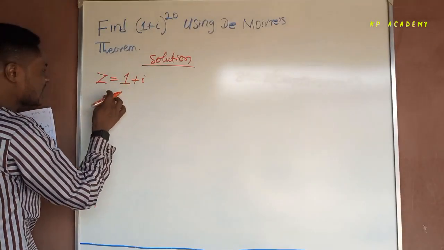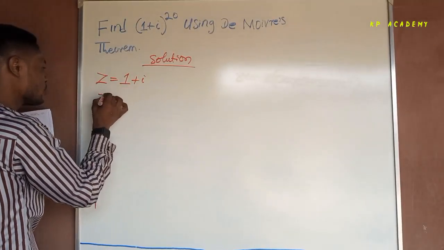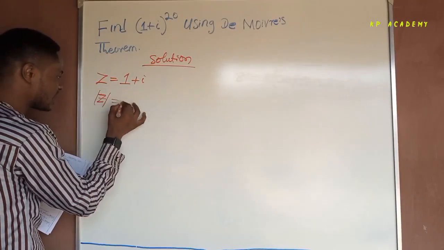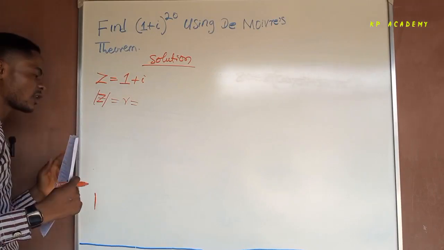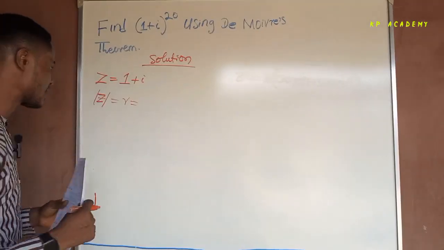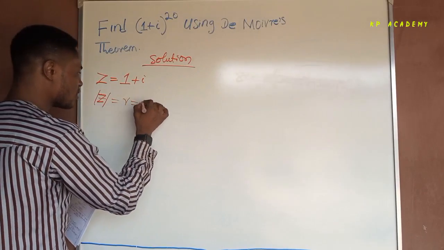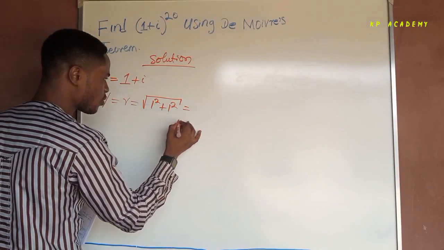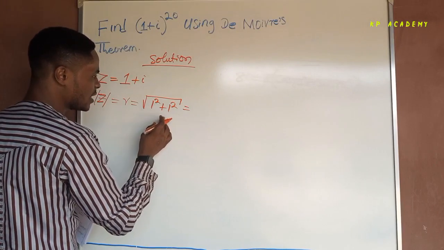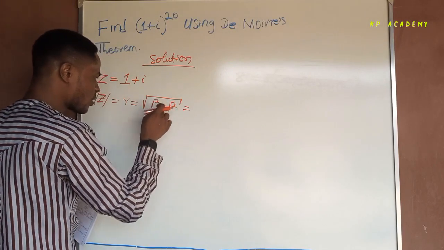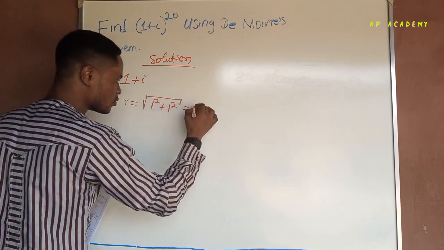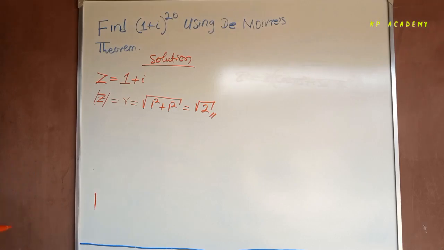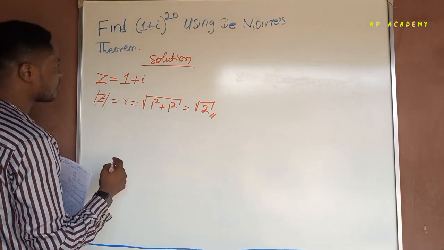Let us find the modulus of this complex number 1 plus i. So the magnitude of z is the same thing as r. Remember, I told you that the modulus of a complex number is the magnitude of the complex number. So |z| = r = square root of 1 squared plus 1 squared, which is the square root of 1 plus 1, which is root 2. So the modulus of this complex number is root 2.